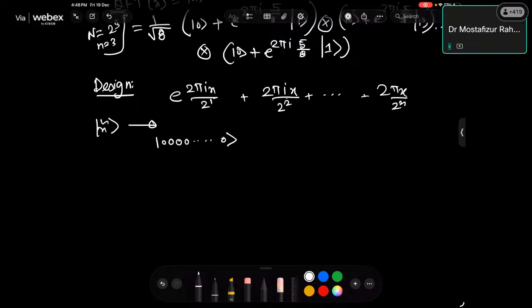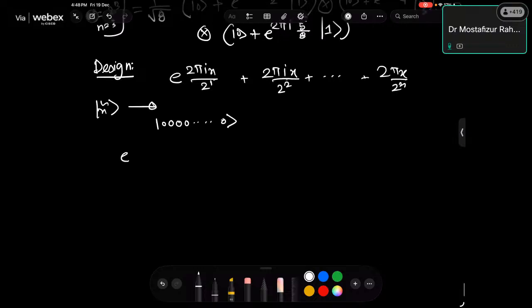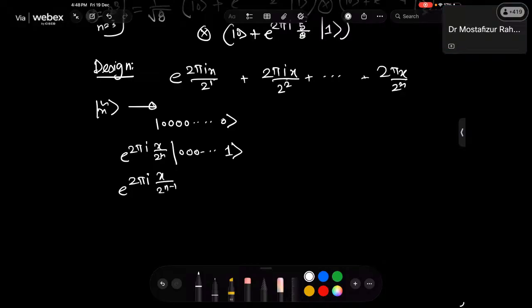The second term will be all 0, and e to the power 2 pi i x by 2 to the power n, and the last one will be 1, right? The third one will be e to the power 2 pi i x by 2 to the power n minus 1, all 0. The last one will be 1, and there will be another 0, right?